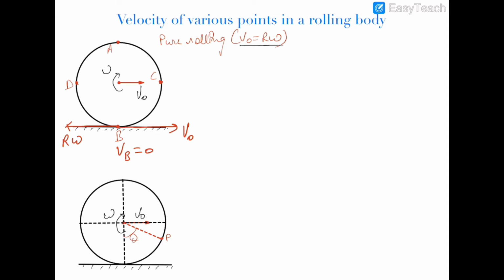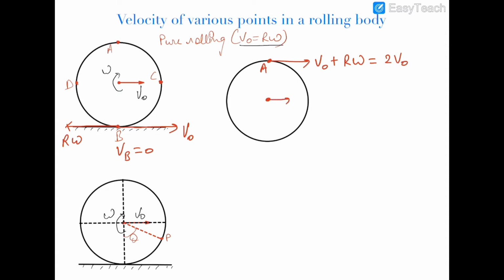Now if we discuss the velocity of point A, then let us draw the diagram again. This is the ring, and point A will have the velocity V0 which is due to the translational motion, as well as R omega which is due to the rotational motion. So it would be 2 V0.